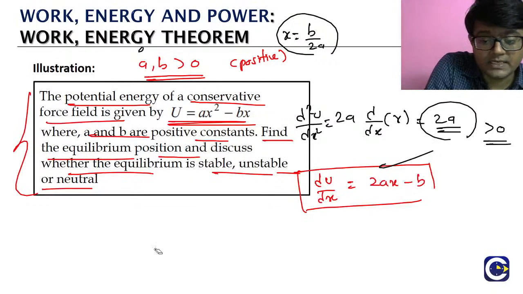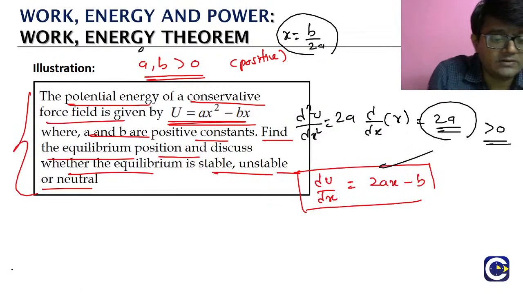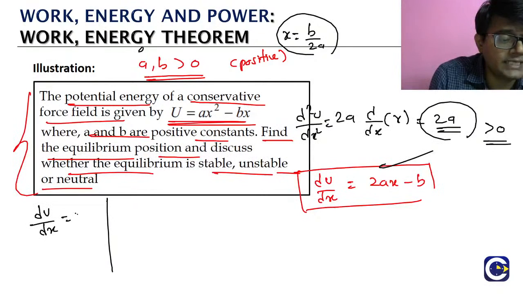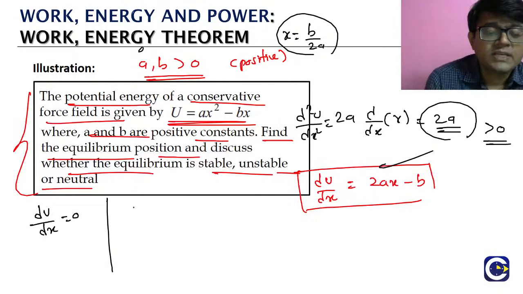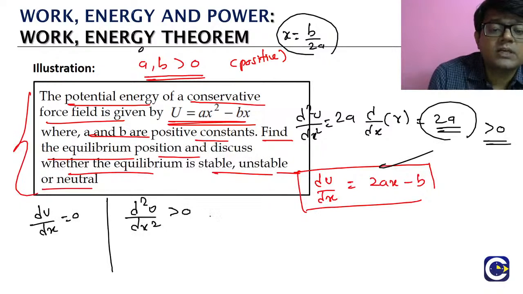Let me write it again, look. The first condition is the same for all equilibrium: du by dx is equal to 0, that is the same. Second derivative, the value is positive, which means it represents the minimum position, minimum for the potential energy.